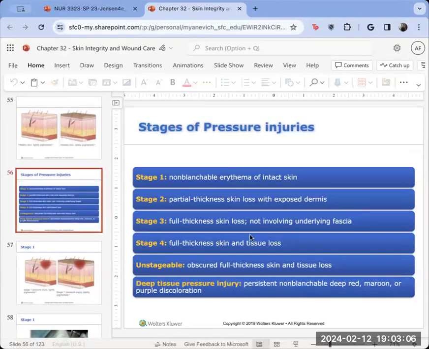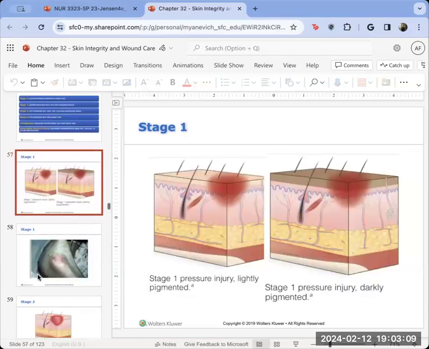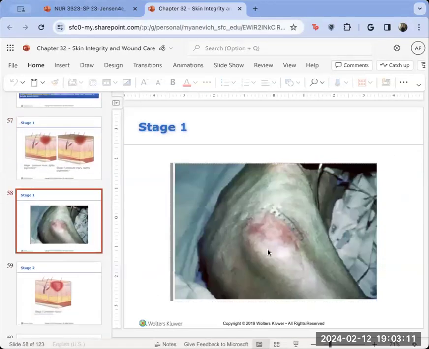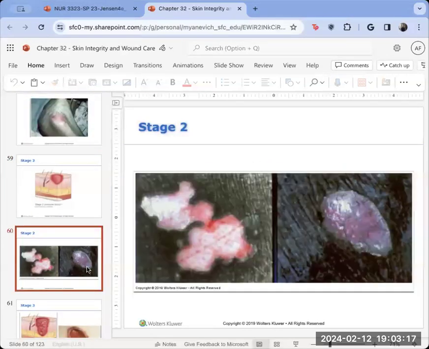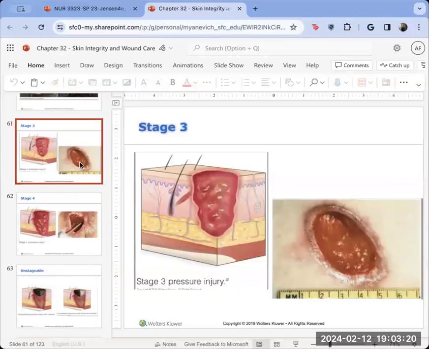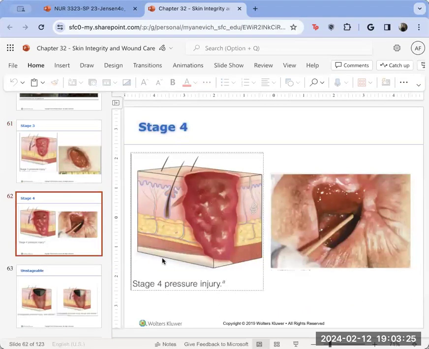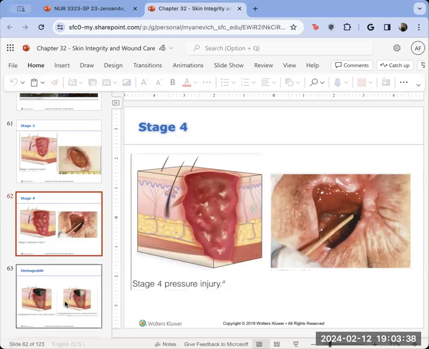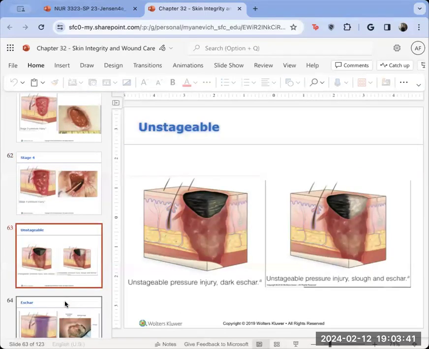We talked about all of these already, so I'm not going to get into it. Just here are images. Stage 1, still intact skin. Stage 2, we talked about seeing the dermis. Stage 3, we're talking about getting into the fat. Stage 4, in addition to fat, we're seeing bones, muscle, tendons, ligaments, slough, and eschar. Slough and eschar always mean a worse pressure injury if it says that in the question. If it says you see muscle and bone, you always got to think stage 4. If there's too much eschar, too much slough, might be unstageable, okay?